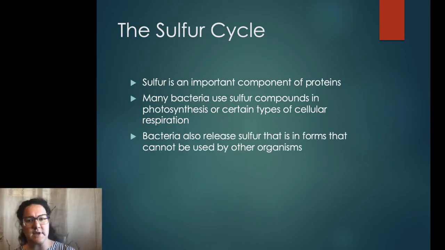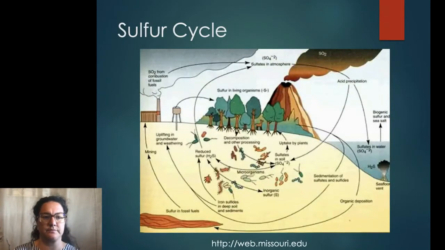So the sulfur cycle, moving on to a new topic, is important because sulfur is an important component of proteins. So we may have also heard of amino acids. Many bacteria use sulfur compounds in photosynthesis. We talked previously about chemosynthesis or certain types of cellular respiration. Bacteria also release sulfur in forms that cannot be used by other organisms.